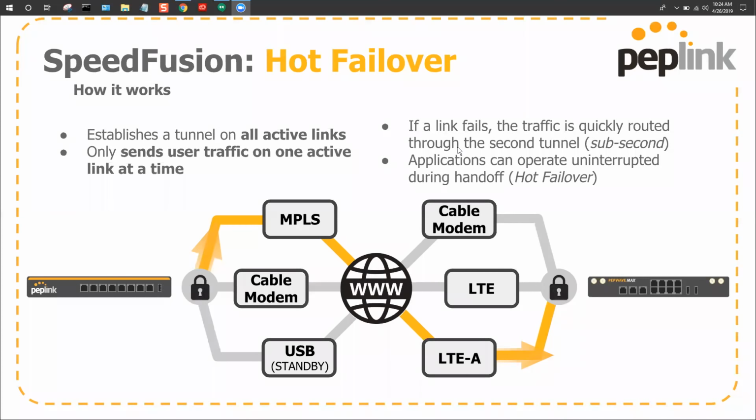How it works is, again, you are establishing the VPN on all available internet connections that you have in the tunnel, but we are only sending the traffic across on one active link at a time. Now, if that link drops out, you get routed through one of the other secondary tunnels sub-second, and the applications can operate without a hitch. It is hot failover, session persistence.